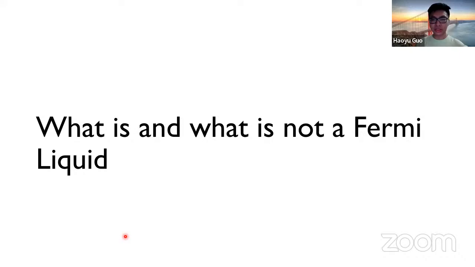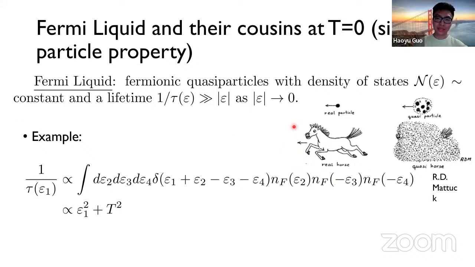Let me just start by talking about what is and what is not a Fermi liquid. I guess most people here are pretty familiar with the story of a Fermi liquid. Basically, you have a real particle, but in the interacting material the particle might get dressed by various things and become a quasi-particle. A classic example seen in the textbook is to calculate the lifetime of a quasi-particle in a Fermi liquid.